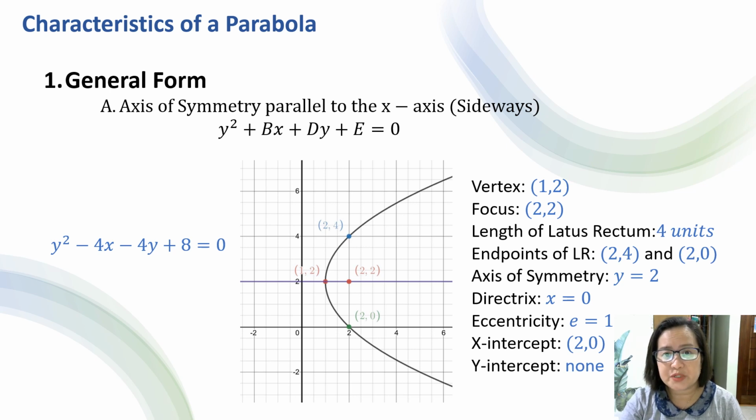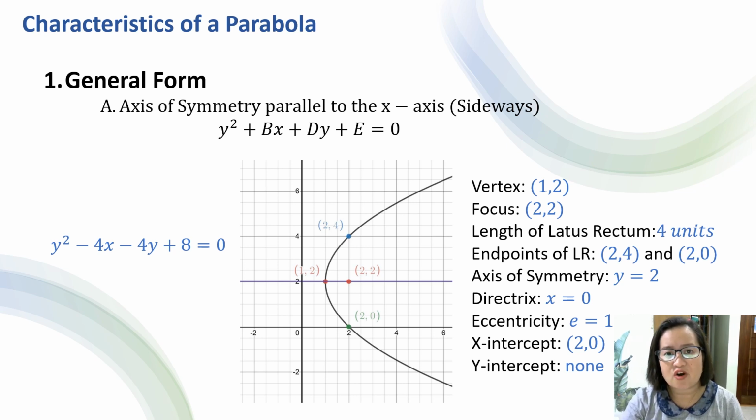Can you see the purple line that passes through the vertex 1, 2 and the focus 2, 2? That is the axis of symmetry of the graph, and its equation is y equals 2. On the other hand, the directrix of the parabola is a vertical line with an equation of x equals 0.